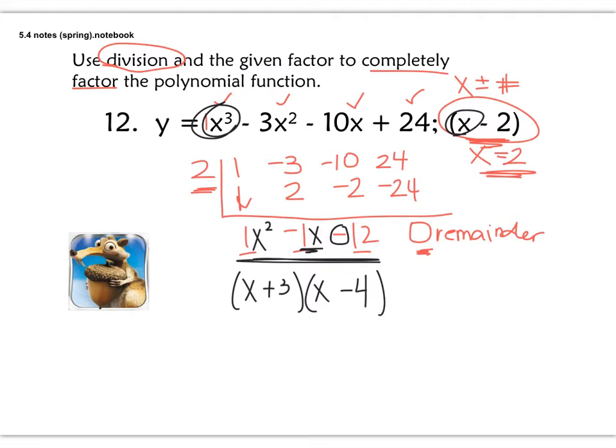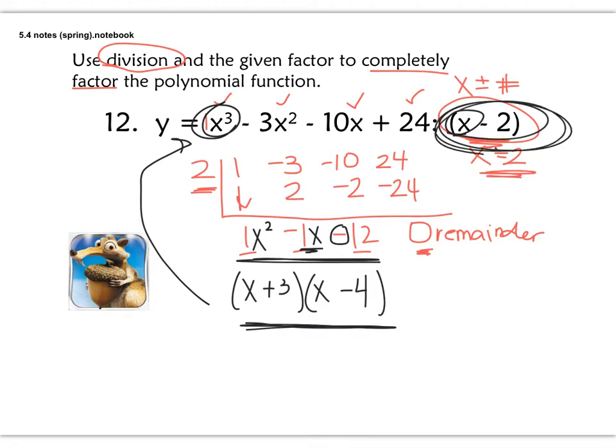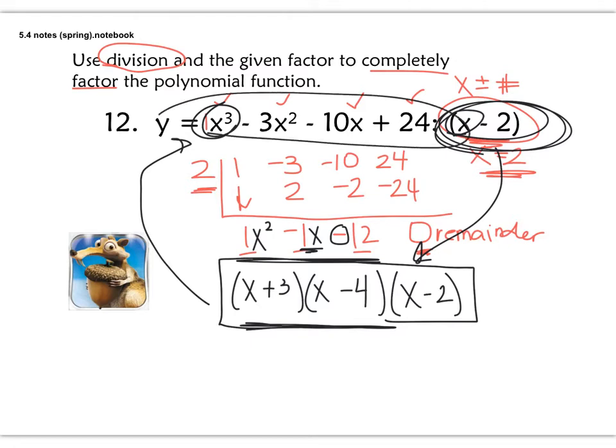And this again is where a lot of people are like, I'm done. Well, if this was your final answer, how is that ever going to get you back to the beginning? You have to remember you had a term that was given to you. So don't forget to also write down that given term. So fully factored is x plus 3, x minus 4, and x minus 2. If you would multiply all of that back together, you would in fact go right back to where you started.